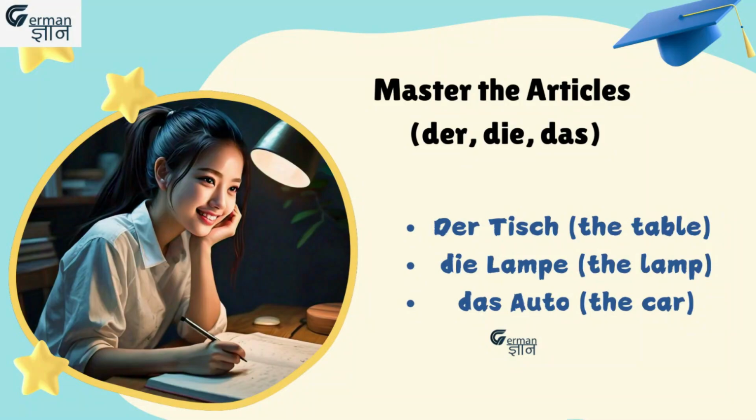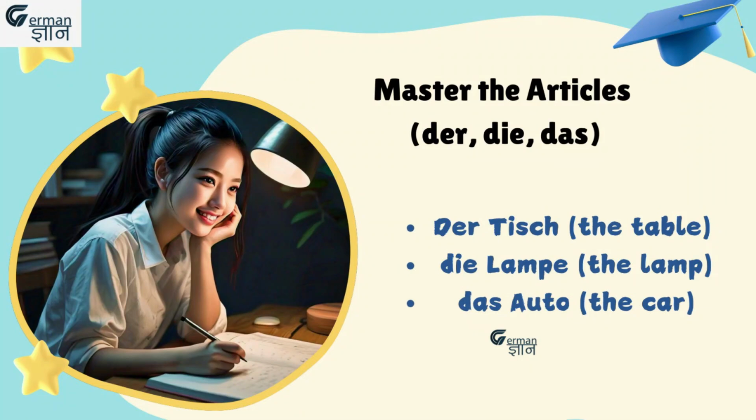Second tip is master the articles, because German nouns have genders and using the wrong one can lead to awkward situations. For example, if you say die Kuchen instead of der Kuchen, that will raise eyebrows, because der Kuchen means a single cake and die Kuchen means cakes. So even if you want just one cake, if you say die Kuchen, the waiter will bring so many cakes for you.